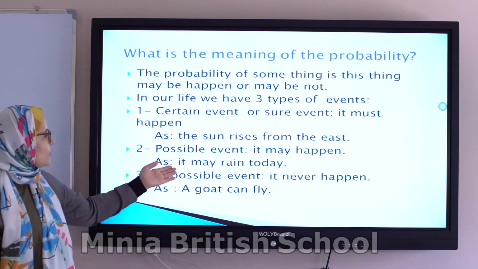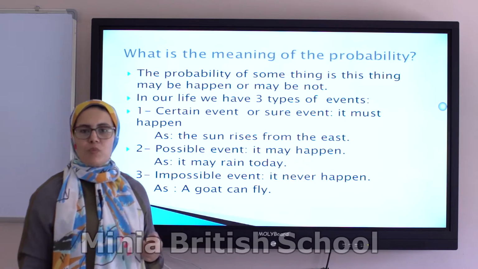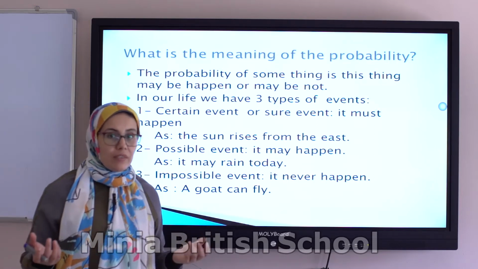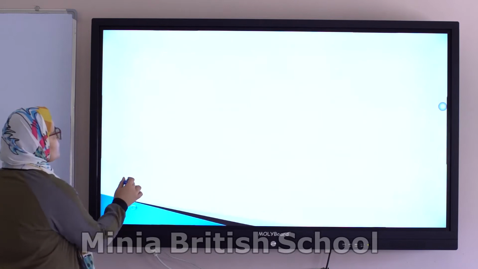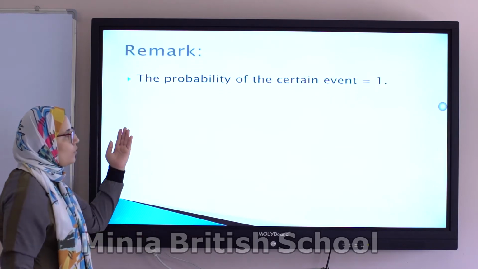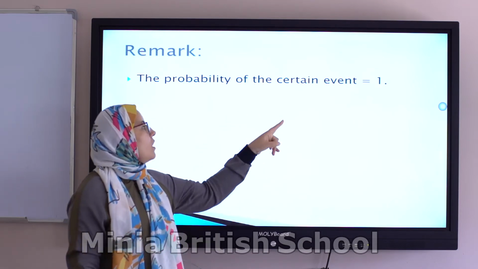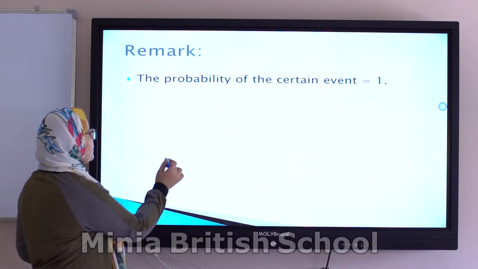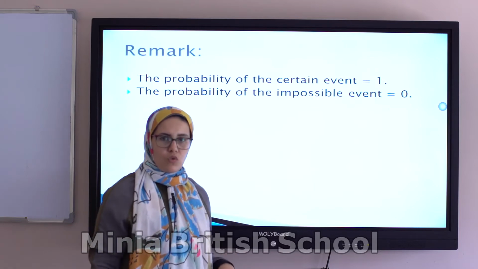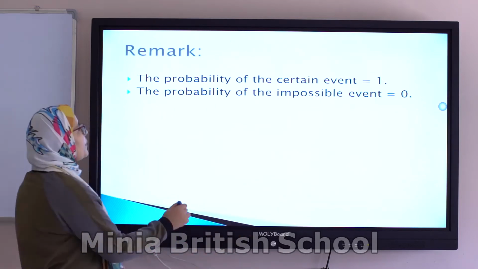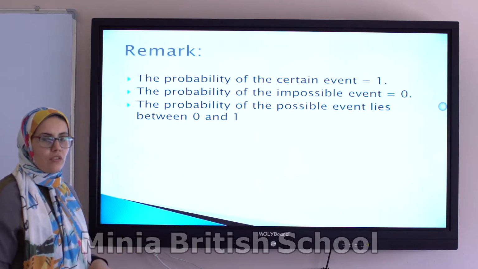Equal 0. What about the probability of a possible event? Actually, the probability of a possible event lies between 0 and 1. You have to know that the probability of a certain event, a sure event, is 1. The probability of an impossible event, something that will never happen, is 0. The probability of a possible event lies between 0 and 1.